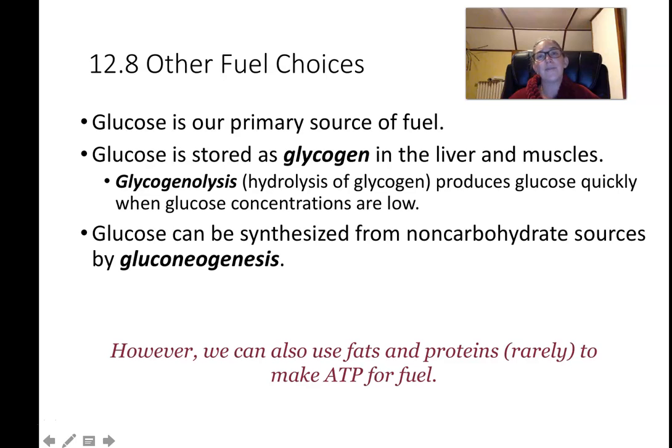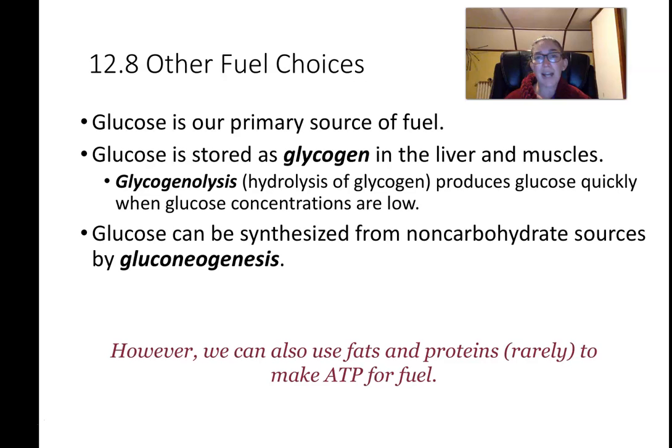So glucose, we spent a lot of time talking about metabolism of glucose because it is our primary source of fuel, especially for our brains, our neurons, and our red blood cells, and our muscles all depend very heavily on glucose. Some cells can do perfectly fine getting their energy from fat, but glucose is really our primary fuel source.